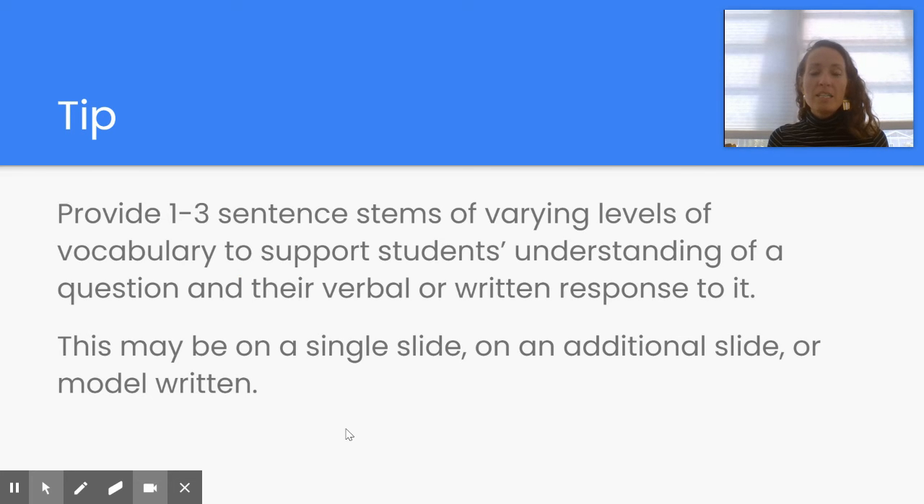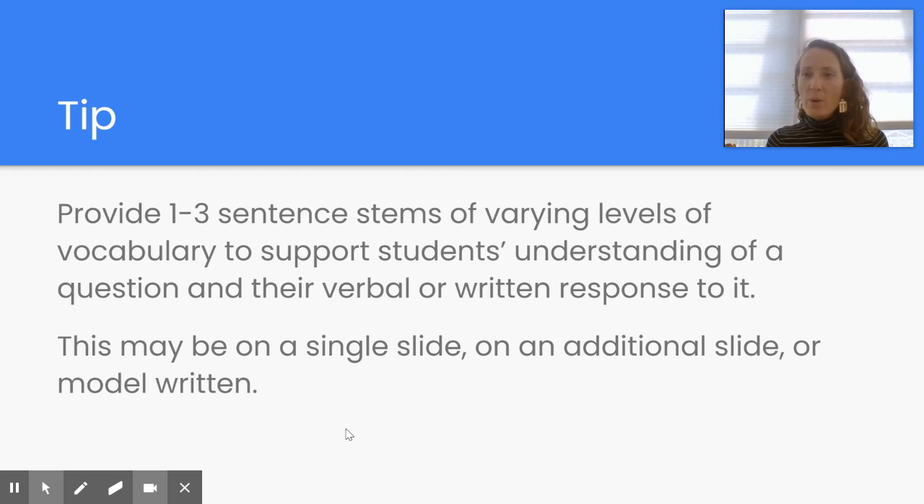So in all, my tip is that you provide with your questions 1 to 3 sentence stems of varying levels of vocabulary to support students' understanding of the question and their verbal and written response to that question. You might include those sentence starters on the same slide as the question if there's room. In my case, there really wasn't room, so I had to create an additional slide for the notice and yet an additional slide for the wonder.